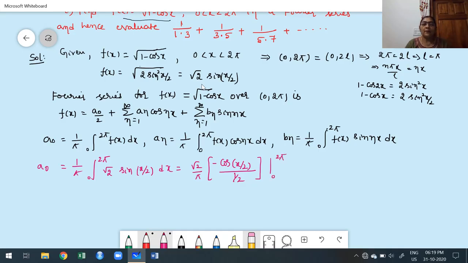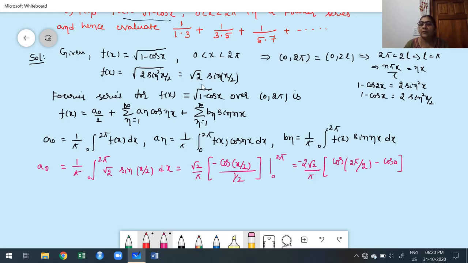While applying the limit, I have to keep the constant outside. What's the constant here? 2. This 1 by 2 comes in the numerator. 2 into root 2 divided by pi. The minus sign also I have to keep outside. Apply the upper limit. What's the upper limit? 2 pi. Cos of 2 pi divided by 2 minus cos 0.